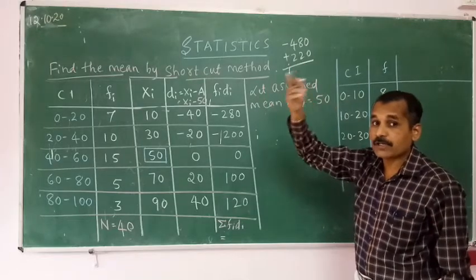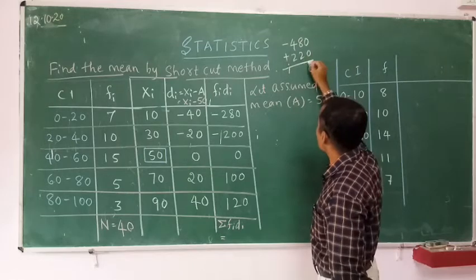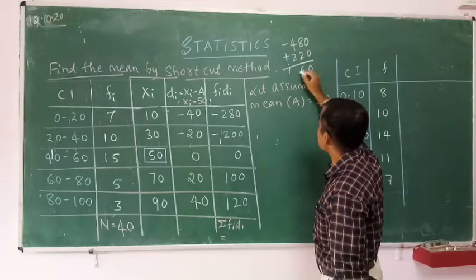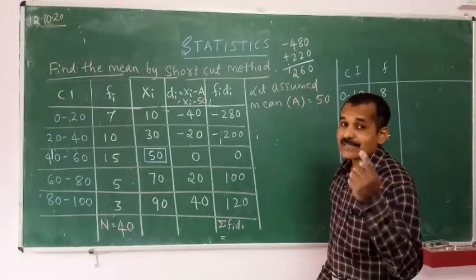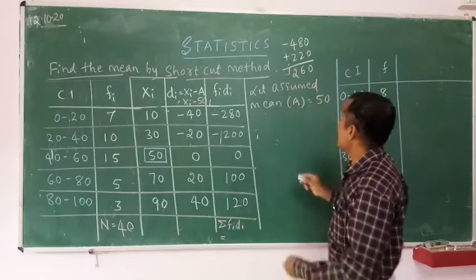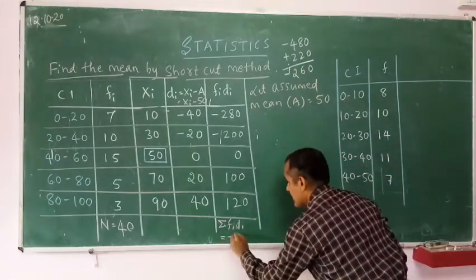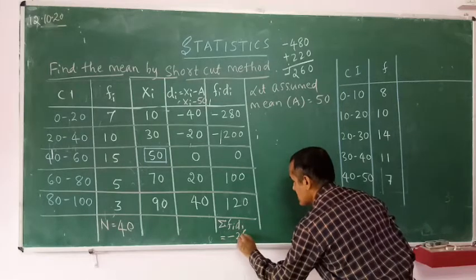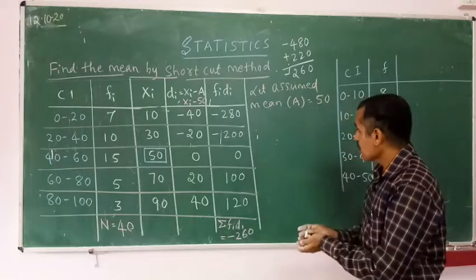Bigger number minus smaller number. Don't see the sign. Bigger minus smaller. It is 6 and 260. Which sign? Sign of the bigger number. Minus 260 will be the sigma fidi.